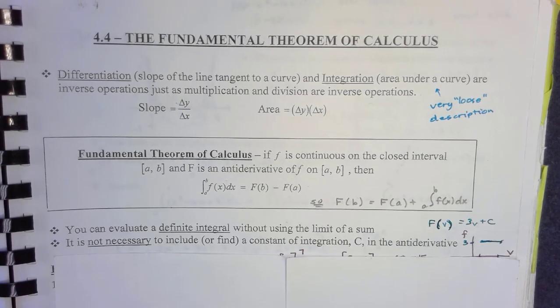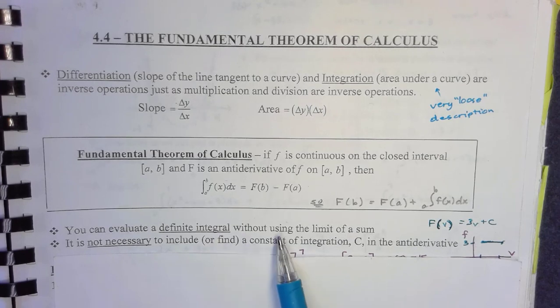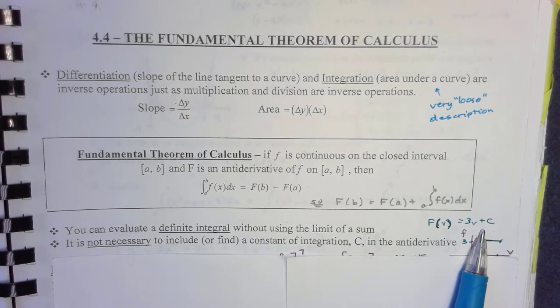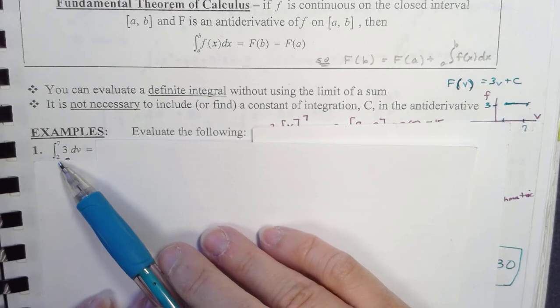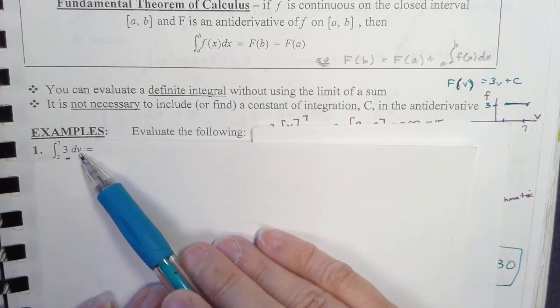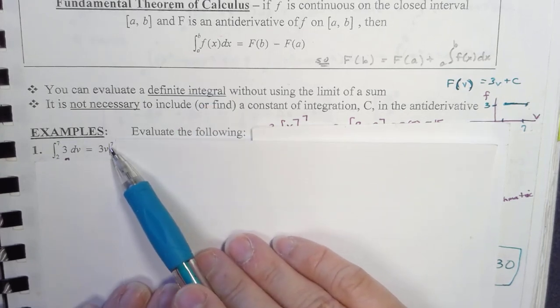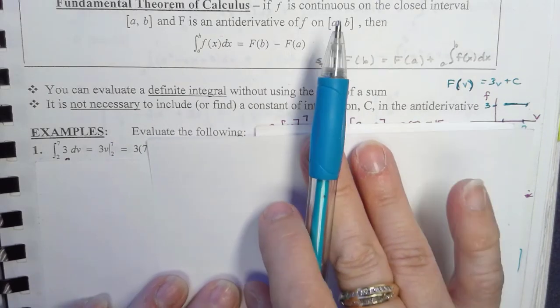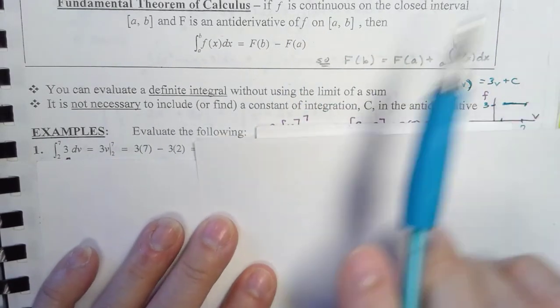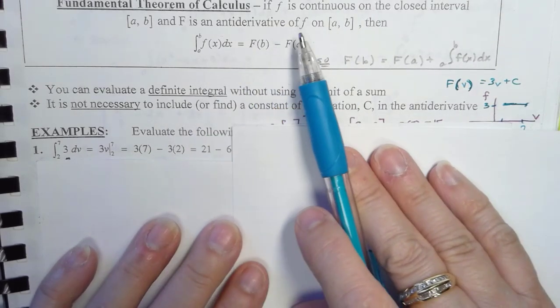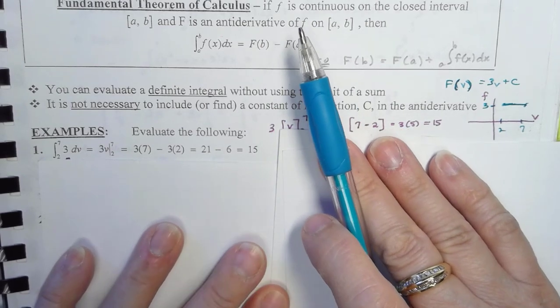Okay, so you can evaluate a definite integral without using the limit of a sum. It is not necessary to include or find a constant of integration, c, in our antiderivative. Our first example, we're going to integrate 3 dv with respect to v on the interval from 2 to 7. My antiderivative function is 3v, and this symbol says we're going to evaluate from 2 to 7. And that means 3 times 7 minus 3 times 2, using our fundamental theorem of calculus. And that gives me 21 minus 6, which is 15.